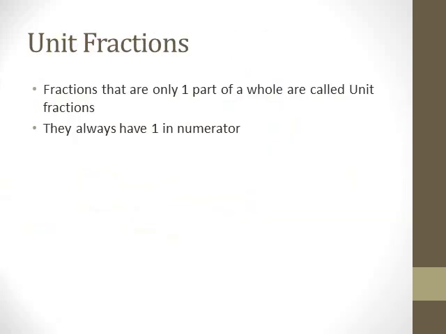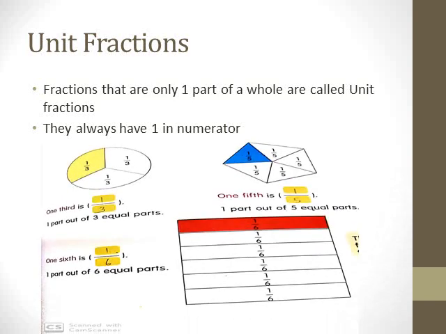Come to the unit fractions. What are unit fractions? Unit fractions are the fractions that are only 1 part of a whole. That means whenever you have a fraction which is having only 1 part of a whole, you will say it is a unit fraction. They always have 1 in their numerator. Look at all these examples. These all are examples of unit fractions: 1/3, 1/5, 1/6, 1/8, 1/9, 1/10. Whenever you have 1 in the numerator, or the fractions that are only 1 part of a whole, you will say it is a unit fraction. It is very easy to recognize.